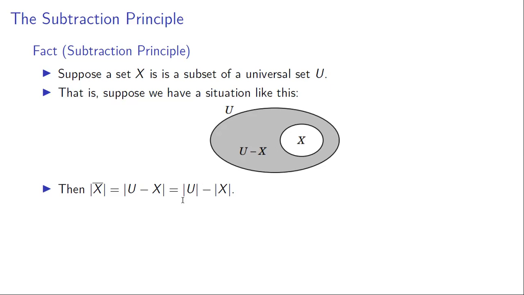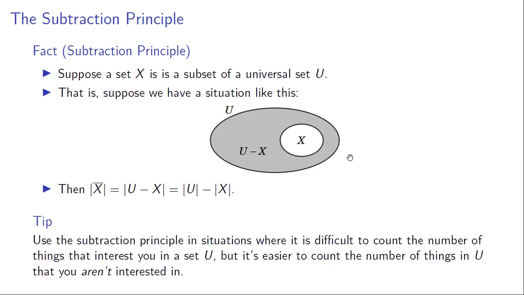So the subtraction principle says, and it seems fairly obvious perhaps from the diagram, that this cardinality is the cardinality of the entire universe minus the cardinality of X. So in other words, if I want to count how many things are in this gray area, I can first count how many things are in the entire universe and then subtract from that the number of things that are in X. And that will leave me with the number of things in the gray area.